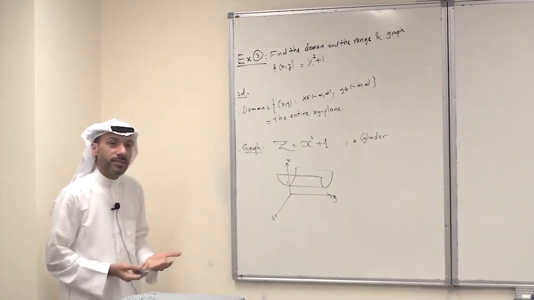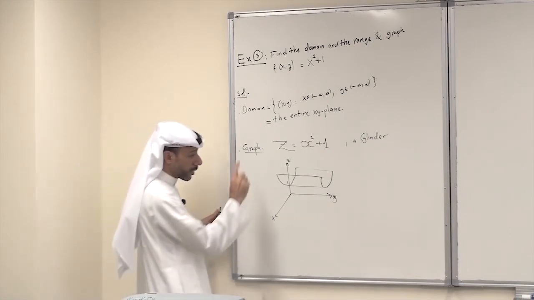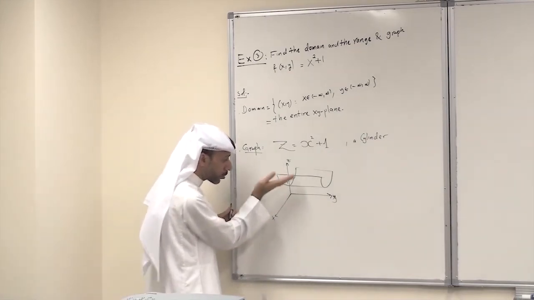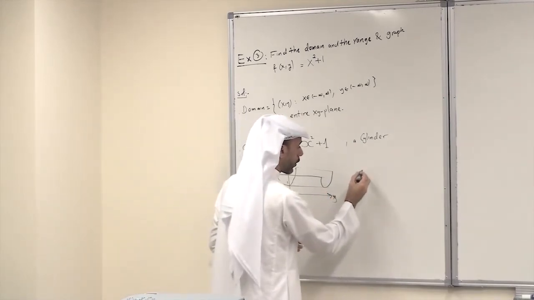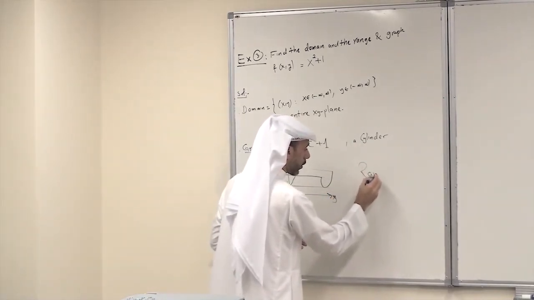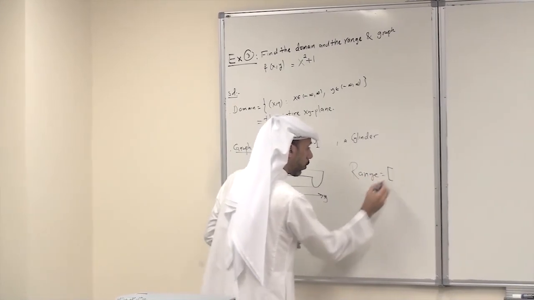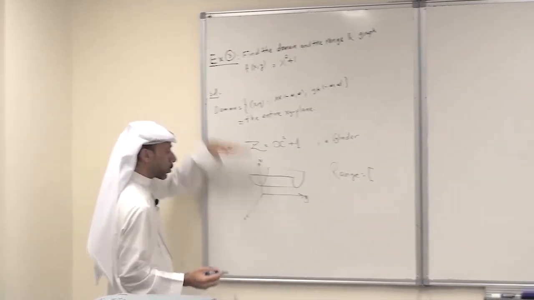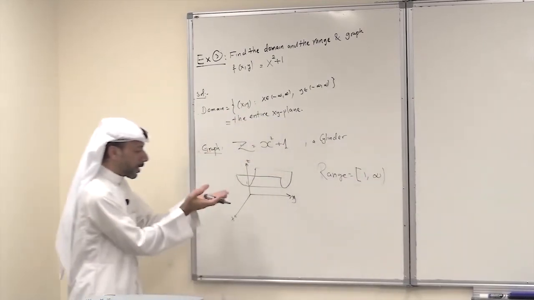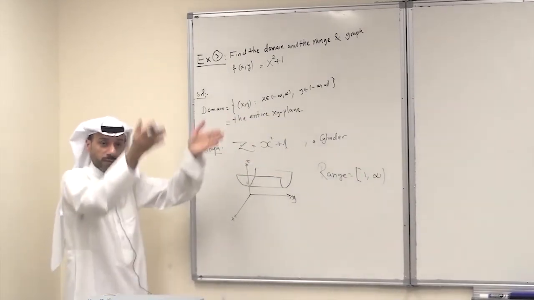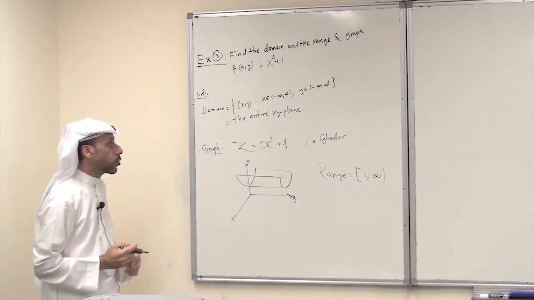Well, what is the range? From the graph, the possible values of z will be 1 to infinity. So the range equals all possible values of z, which are 1 to infinity. The surface will extend to infinity. So this is the range of this function.